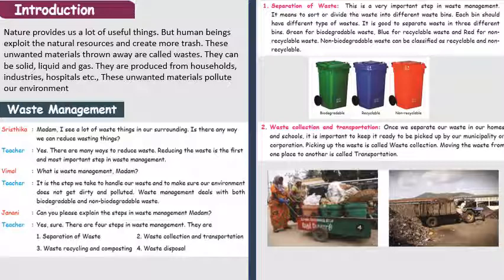Now, the first step is separation of waste. This is a very important step in waste management. It means to sort or divide the waste into different waste bins. Each bin should have a different type of waste. It is good to separate waste in 3 different bins. Green for biodegradable waste, blue for recyclable waste and red for non-recyclable waste. Non-biodegradable waste can be classified as recyclable and non-recyclable.